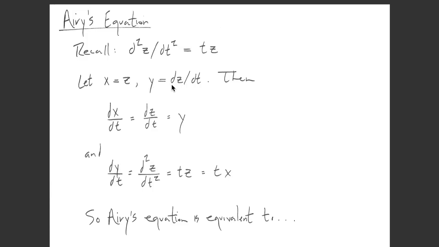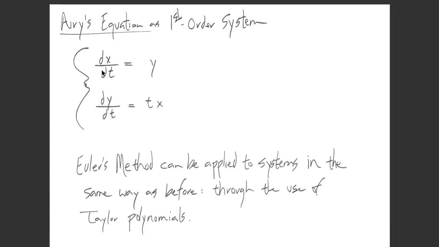Well, it'd be the second derivative of z, and then go back to the original equation. The second derivative of z is just t times z, but we know that z is equal to x, and so we get t times x. So dy dt is t times x. And so Airy's equation is equivalent to the first order system, dx dt equals y, and dy dt equals t times x. So again, we perform that reduction of order of a second order equation into a system of two first order equations. And on your next homework 24, I believe it is, I'll ask you to do the same kind of thing.